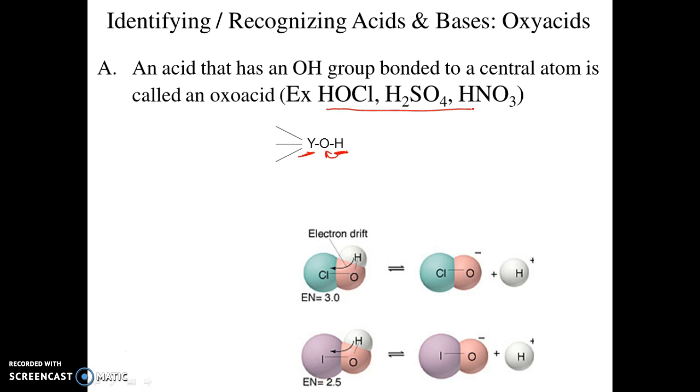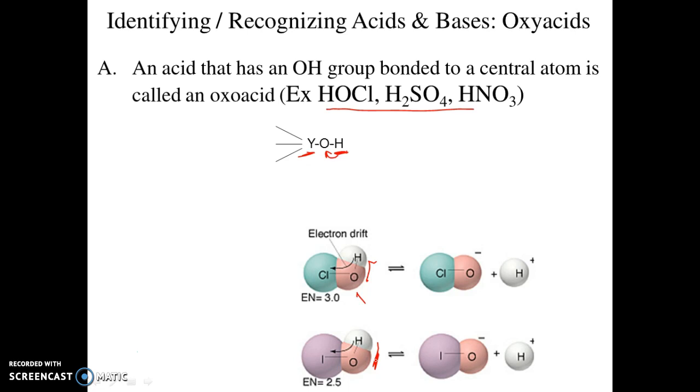You can look at the structure down here in the pictures. You see there's our H directly bonded to the O, and then the O is bonded to, in this case, a Cl. So that would be an example of an oxo acid. Here's another one, HOI. Again, the H is directly bonded to the O, so there's my OH group, and the O is bonded to the other, in this case, just a single atom. So that qualifies as an oxo acid.